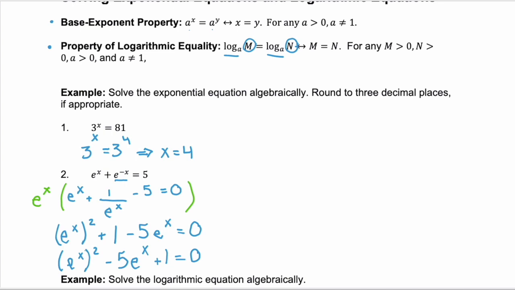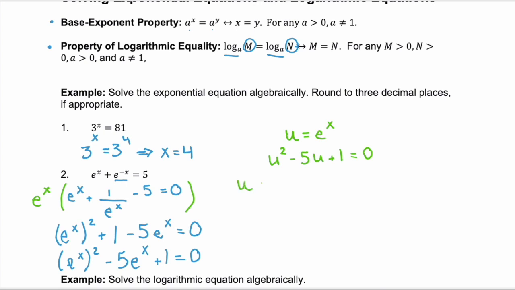You notice how our first term is something squared and our second term is minus 5 times that something plus a constant equals 0? That looks just like a quadratic, right? It does. And we're going to use u substitution. So we're going to let u equal e to the x. And doing that, we get u squared minus 5u plus 1 equals 0. Definitely looks like a quadratic now. I can tell right away that I can't factor this, so let's use the quadratic formula.